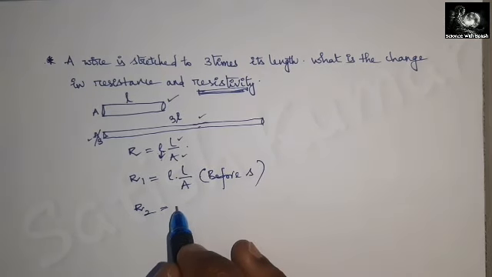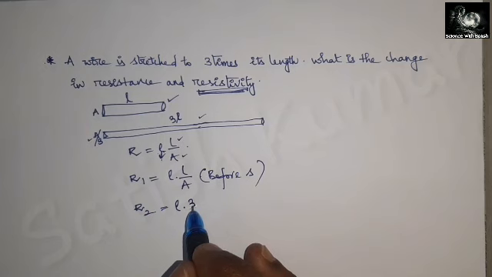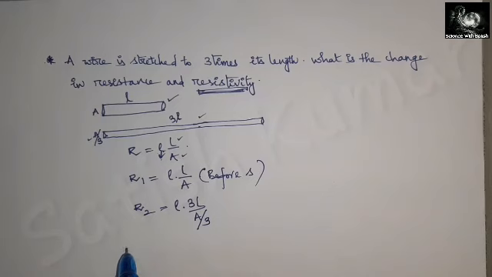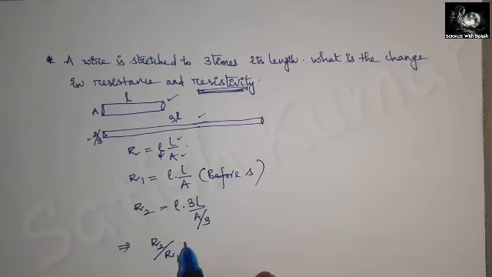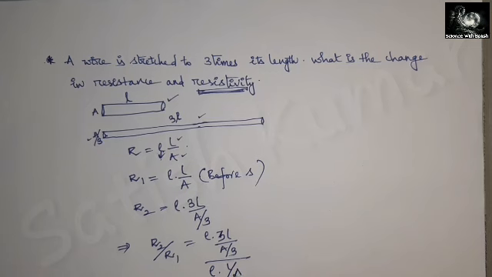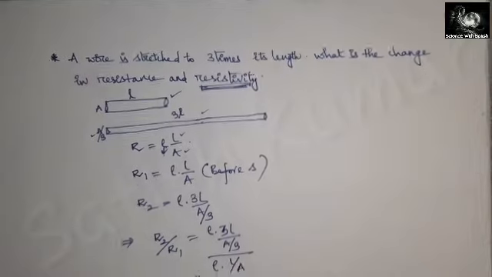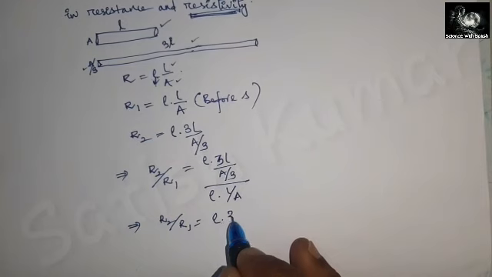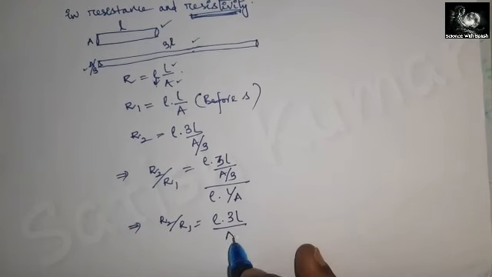And this is after stretching. So it will be rho L. Instead of L I can keep 3L and instead of A I can keep A by 3. Now I want to divide R2 with R1. So it will be rho into 3L by A by 3 by rho into L by A, implies R2 by R1 is equal to rho into 3L by A by 3.